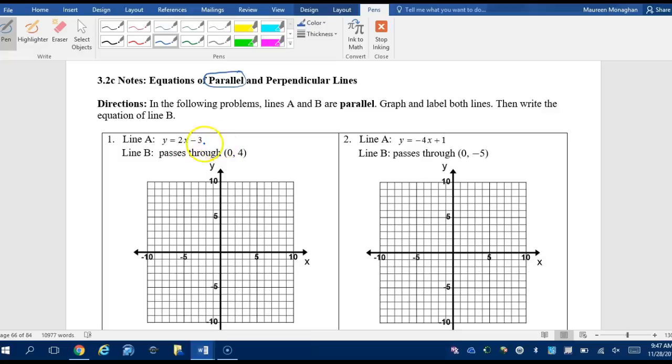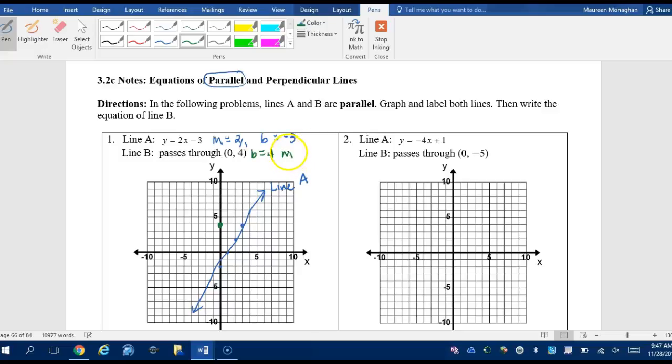Okay. So with line A, we have a slope of 2 over 1, and the y-intercept is -3. So we start at -3, up 2 over 1, up 2 over 1, and so on. All right, so this is line A. Line B, which I'll do in green, passes through (0, 4). So it's going through 1, 2, 3, 4. I would plot that point. So the y-intercept is 4.